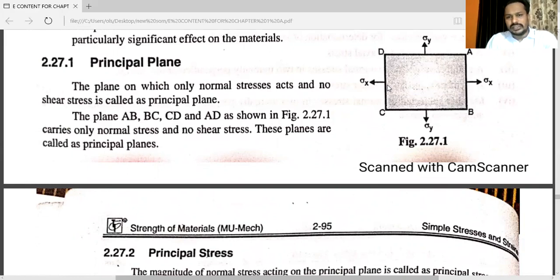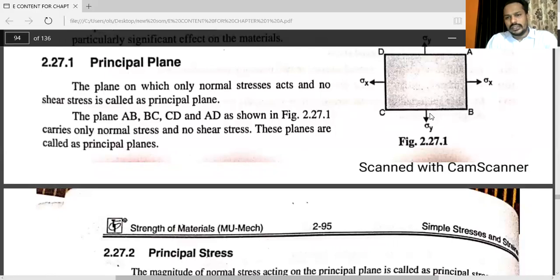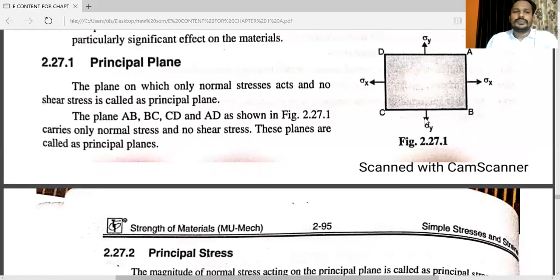See here, sigma x is acting in a horizontal direction, towards left and towards right. Sigma y is acting upward, and here sigma y is acting downward. The plane on which only normal stress acts and no shear stress is called a principal plane. See the plane AB, this one is BC, this one is CD, and this one is AD. They carry only normal stress and no shear stress. These planes are called principal planes.